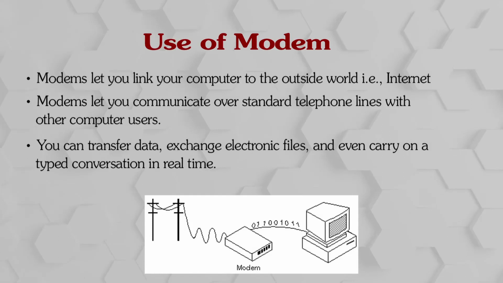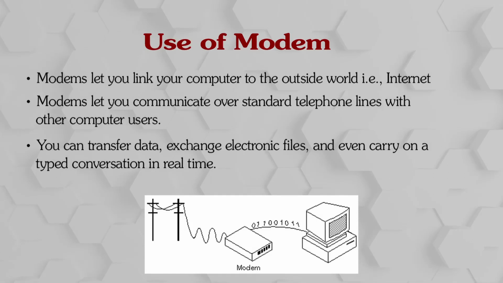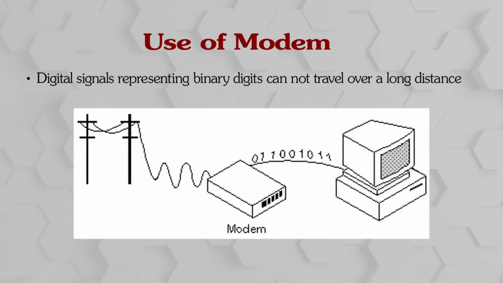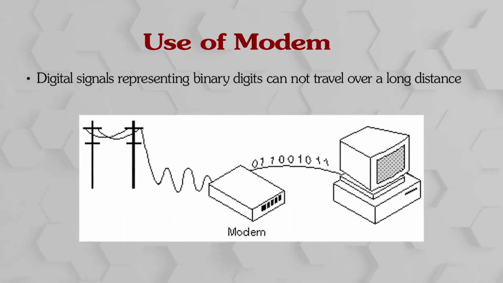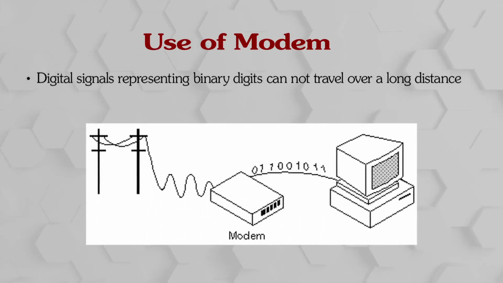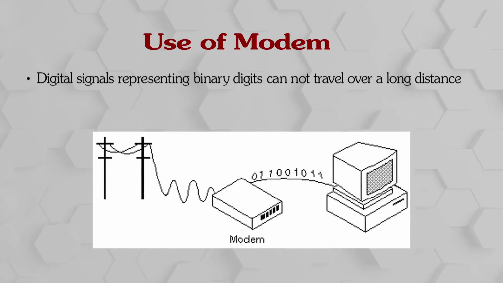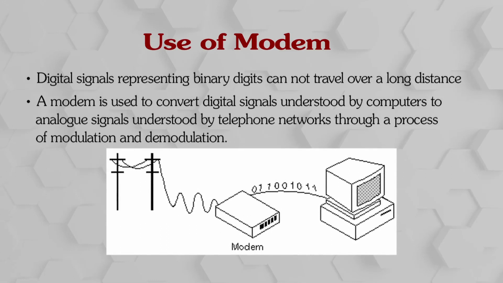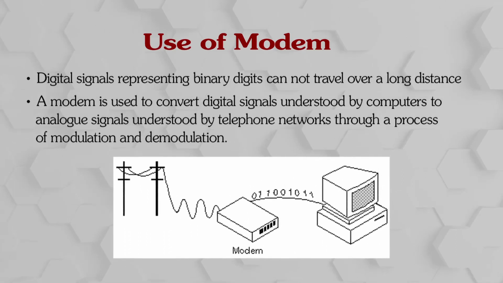So what is the use of a modem? Let me be more specific now. Digital signals representing binary digits cannot travel over a long distance. This is the limitation of digital signals. A modem is used to convert the digital signal understood by computers to the analog signal understood by the telephone network, through a process called modulation and demodulation.